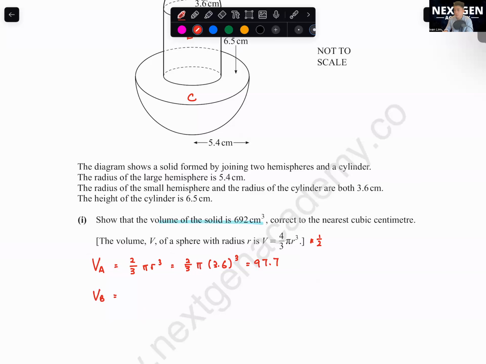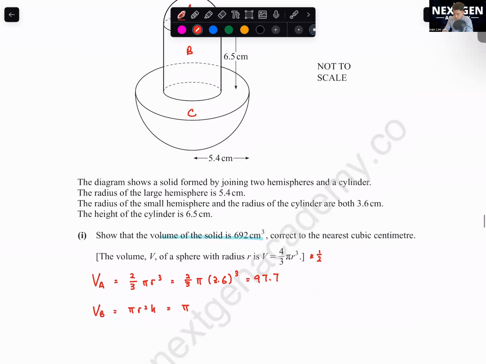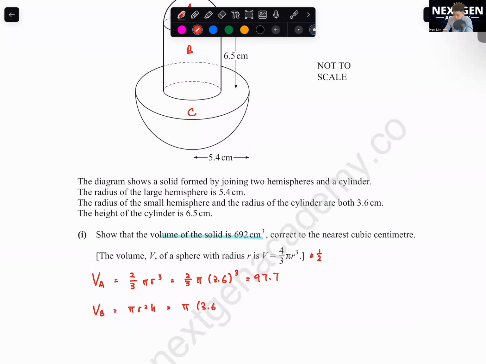B, this is a cylinder, so the formula is pi r squared multiplied by height. So here will be pi, the r is 3.6 squared multiplied by 6.5.